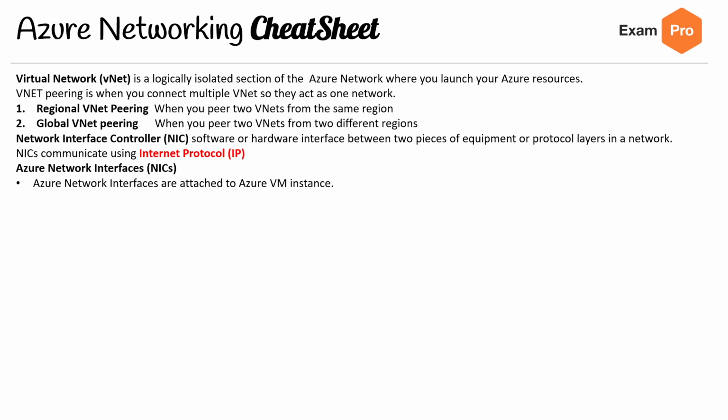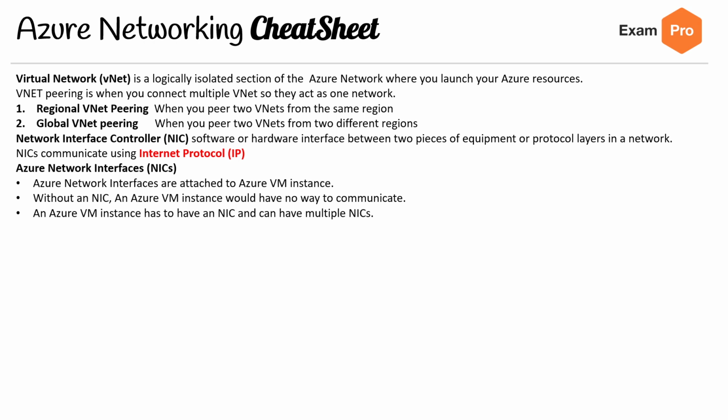Let's just define network interface. So a NIC is a software or hardware interface between two pieces of equipment or protocol layers in a network. In our case, it's going to be a software NIC for Azure, but NICs communicate in the IP protocol. And so for Azure, it's called the Azure NIC. Azure network interfaces are attached to Azure VMs. Without a NIC, an Azure VM instance would have no way to communicate on the network. An Azure VM instance has to have at least one NIC and can have multiple NICs if you want it to have it.